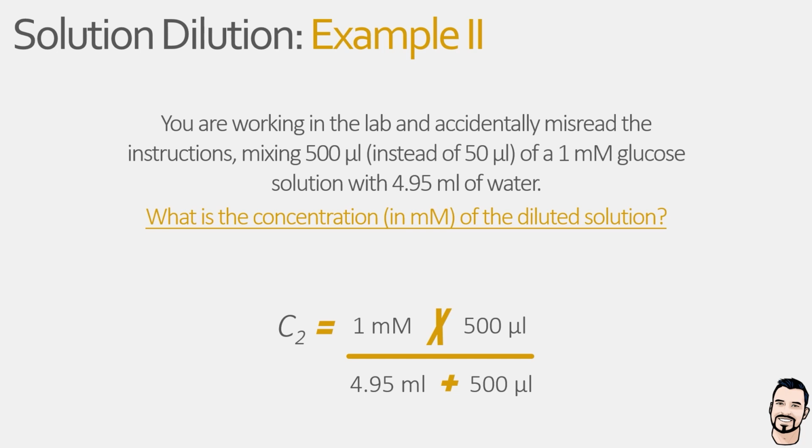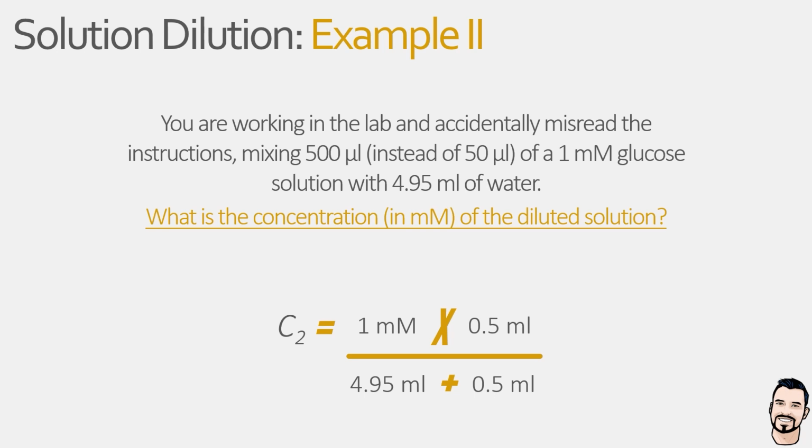And as you can see, we need to calculate our V2 value as it isn't expressly given to us in the question. Now before we can simplify this, we need to make sure the values within the equation are using similar units of measurement so that they can eventually cancel one another out. And so we need to convert our microliters into milliliters. And this essentially gives us an equation of C2 equals 1 millimolar times 0.5 milliliters divided by 4.95 milliliters plus 0.5 milliliters.